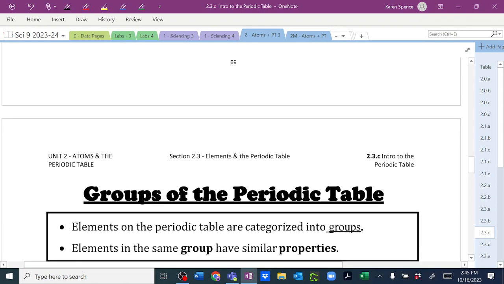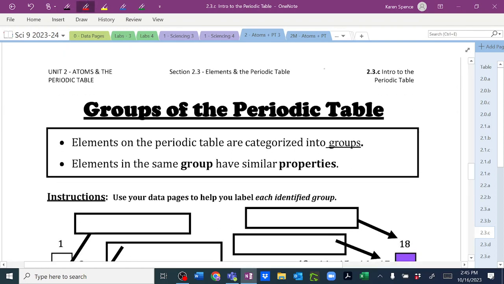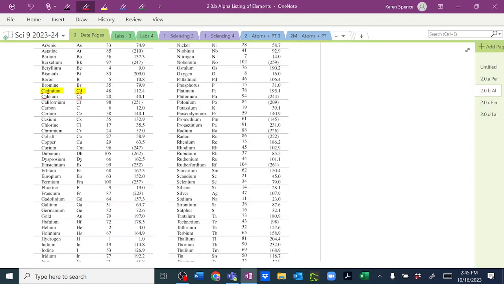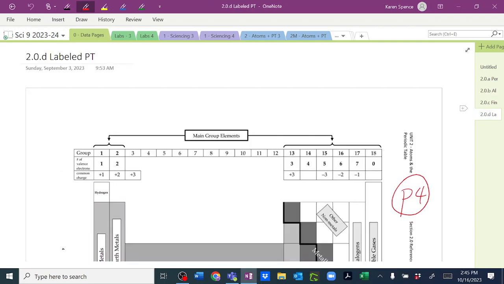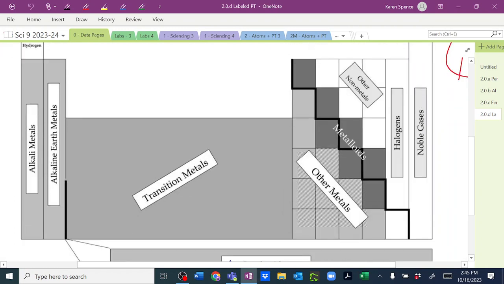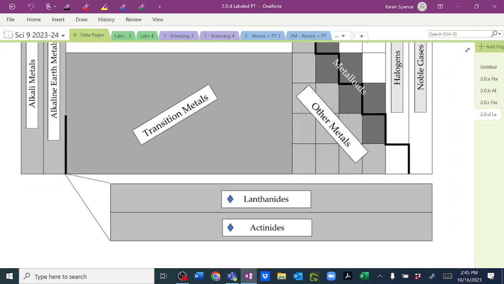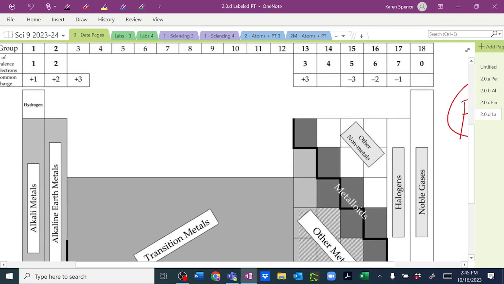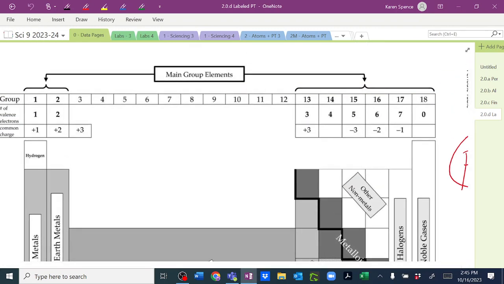And now we are on page 70. If you are ever looking for things, and you're like, I don't remember what the groups are called, I'm just going to let you know in your data pages on page 4, you have a labeled periodic table that gives you all the names of the groups, tells you where the metals are, where the nonmetals are. All the names are on there just for your reference. But you don't have to use that right now because I'm going to tell you, all right?